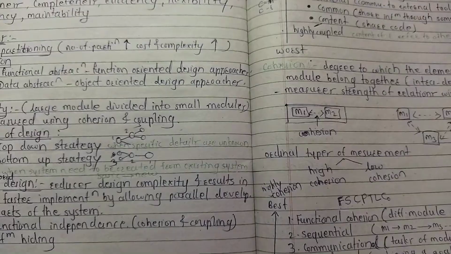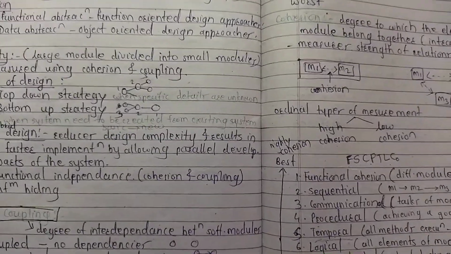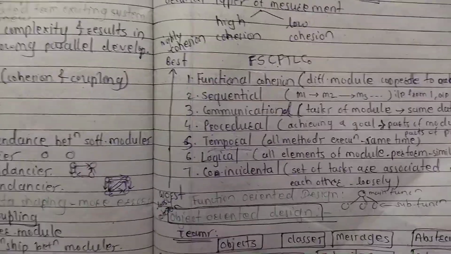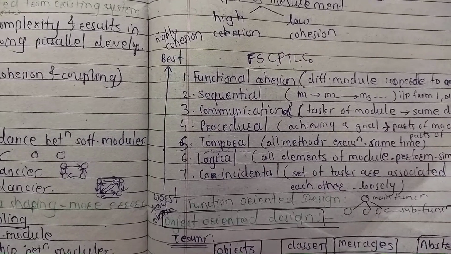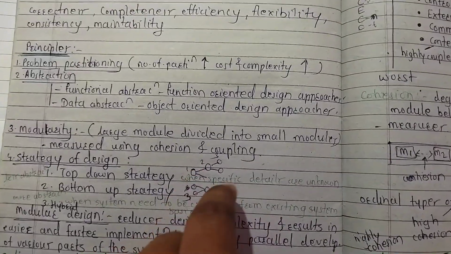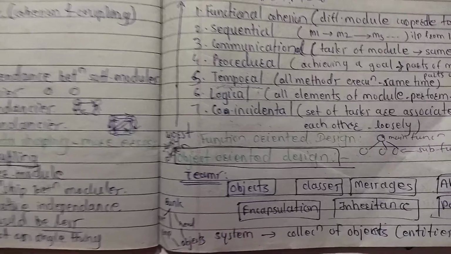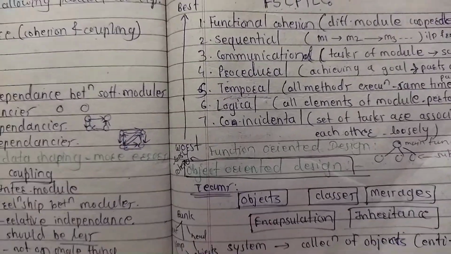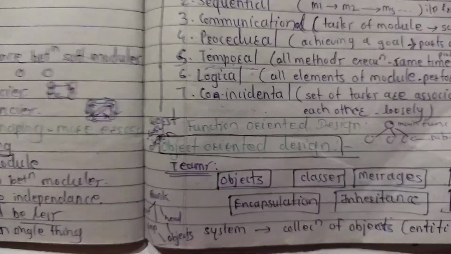In previous videos we have seen what is cohesion and what is coupling. Now today we have seen function oriented design. What is function oriented design? We have seen function oriented design approaches yesterday. Now next is object oriented design, which consists of object oriented design approaches.